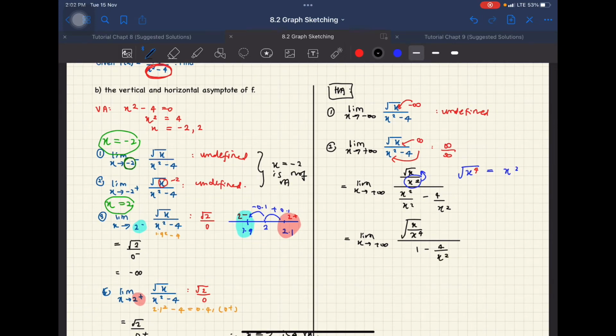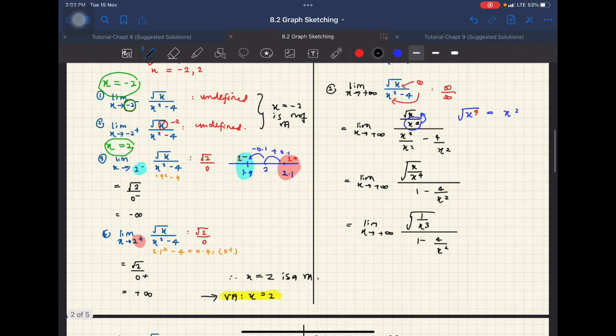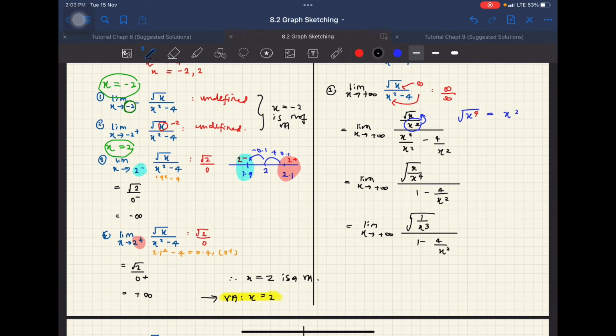Right, so let's simplify dulu the upper part. So kita boleh simplifykan this one. So kita ada x divide by x power of 4. You will get 1 over x cube. So salin je balik yang lain tu. So you have limit x approaching positive infinity, and then 1 over x cube, ada square root dekat luar, and then divide by 1 minus 4 over x square. Sikit lagi nak settlekan dia.